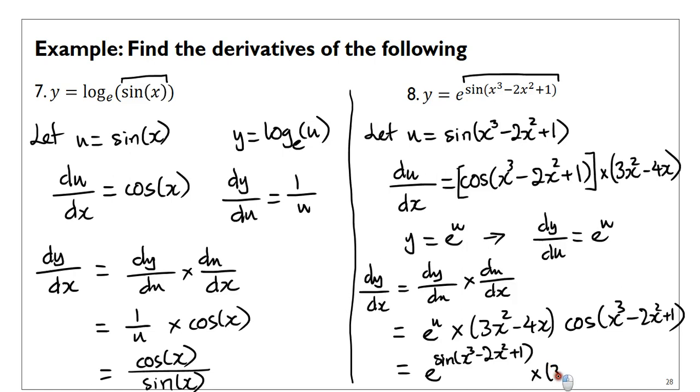So multiply with 3x squared minus 4x, and then multiply with cos x cubed. All right, what is going on? Let's try again. Cos x cubed minus 2x squared plus 1. I don't think I can do any simplification. This is the answer. It's fine. Just make sure you leave enough space for it.